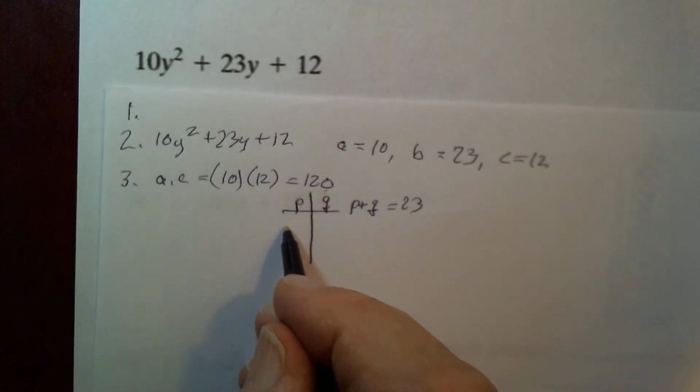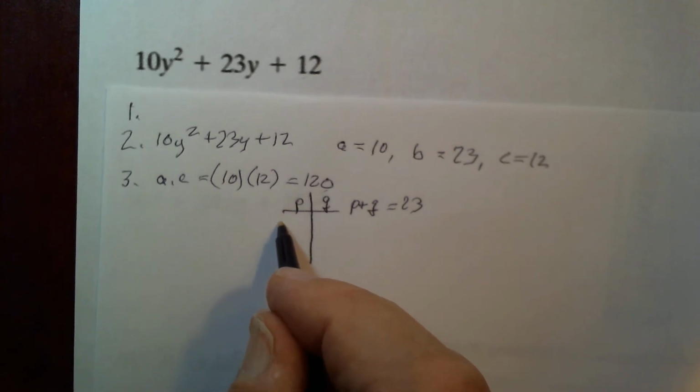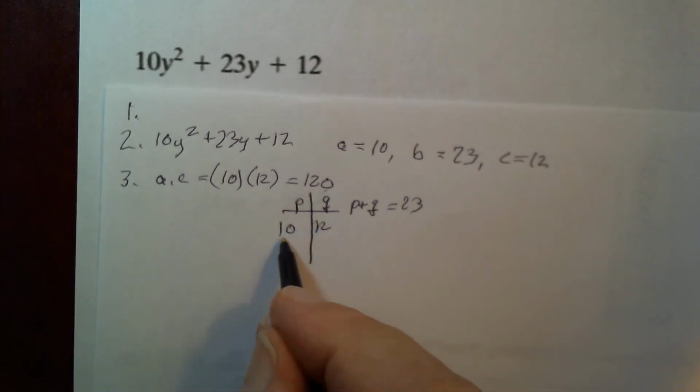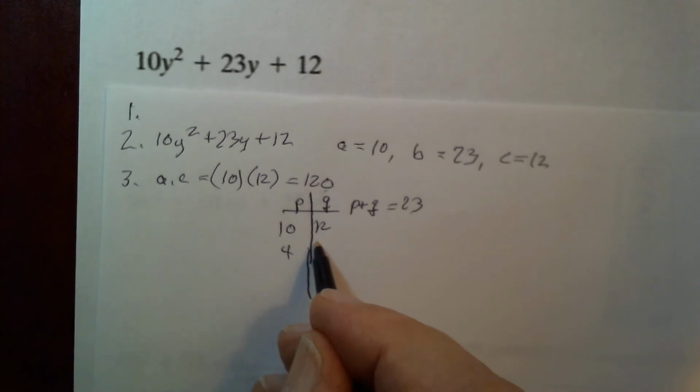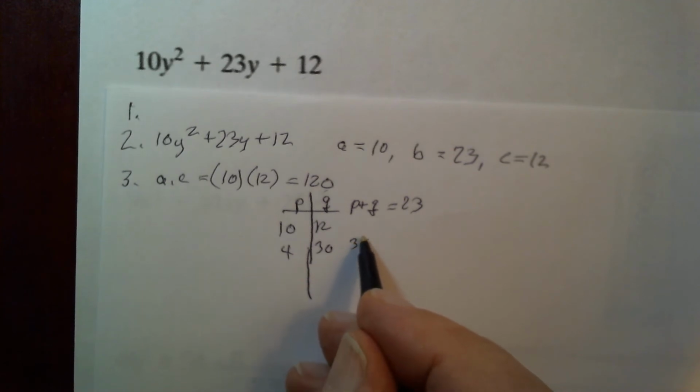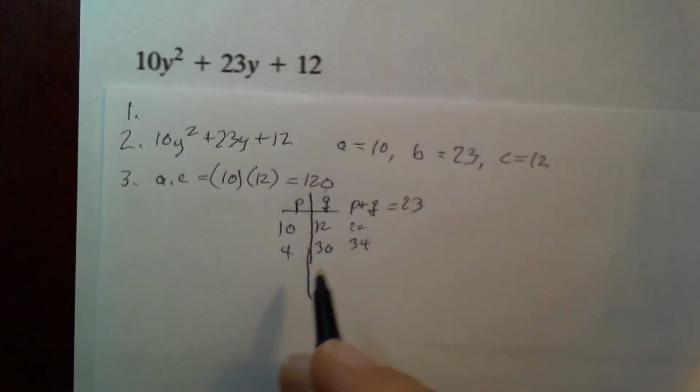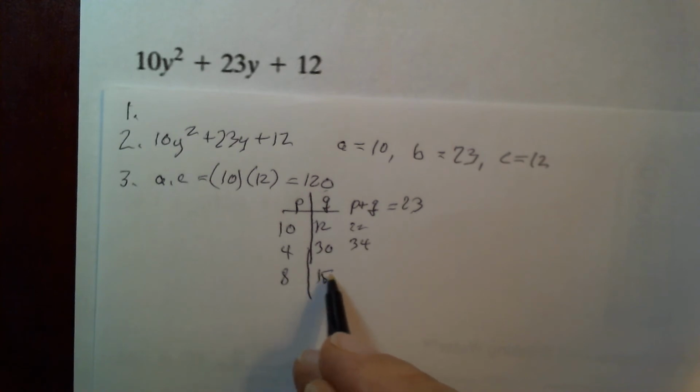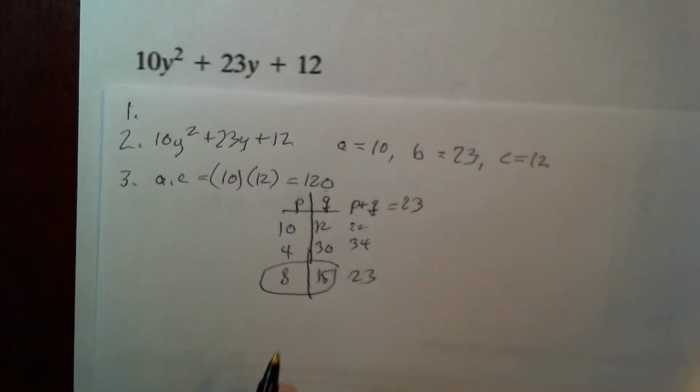So 120, we can multiply that factors as 10 times 12, but 10 plus 12 is 22 and not 23. We could write 4 times 30. That's 120, but the sum is equal to 34, so that doesn't work. And then there's maybe 8 times 15. And 8 times 15 is equal to 120, and 8 plus 15 is equal to 23. So here's what we're looking for.